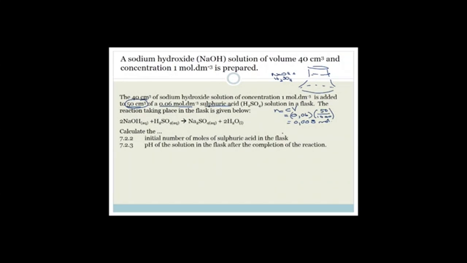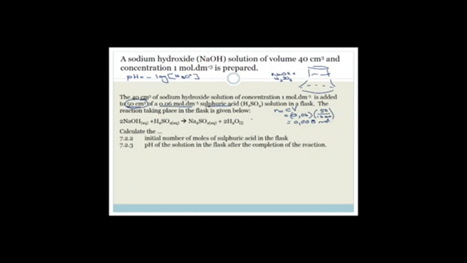Okay, cool. Now the next part says they want the pH of the solution in the flask after the completion of the reaction. So let's think about this. pH is equal to minus log of the concentration of the H3O plus ions. So we need the concentration of the H3O plus ions in order to get this answer. It says the 40 cubic centimeters sodium hydroxide solution of concentration 1 is added to the 50 cubic centimeters of solution. The reaction taking place is this.